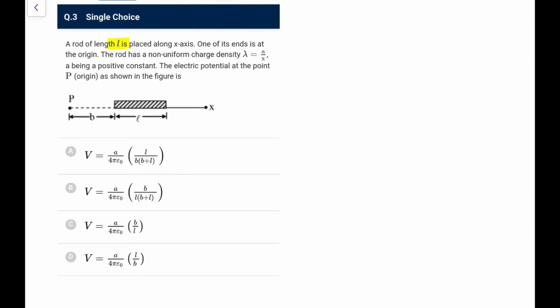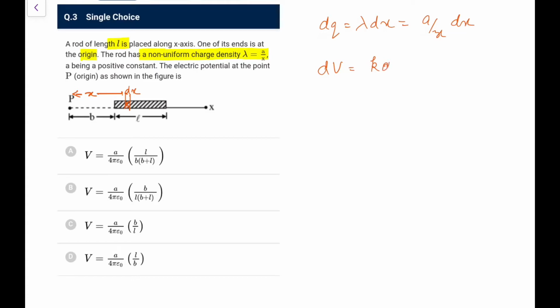A rod of length L is placed along the x-axis, one of the ends at the origin. The rod has a non-uniform charge density A by x, A being a positive constant. The electric potential at the point P, that is the origin, as shown, would be? So here the standard way: go to a distance x, take a small element of length dx. Charge on this, dq, would be lambda dx, that is A by x dx.